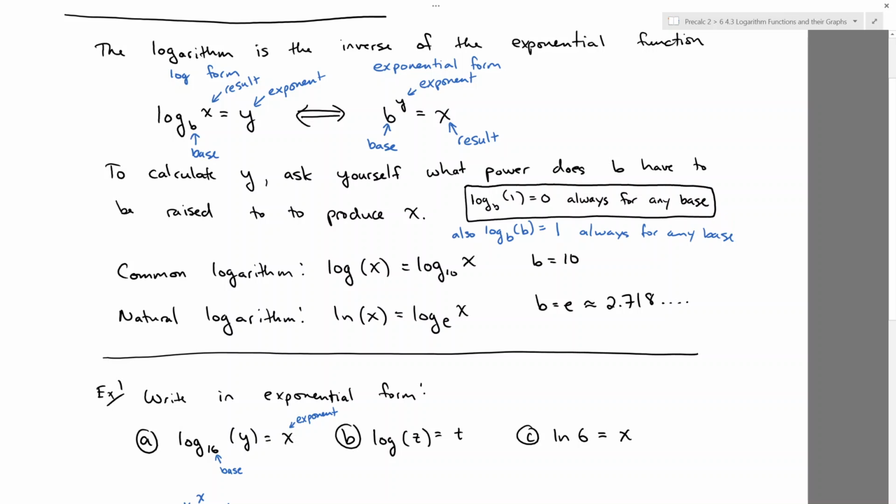There are two special logarithms that we're going to see a lot: the common logarithm and the natural logarithm. The common logarithm is just written log without any base. If there's no base, that means the base is equal to 10. For the natural logarithm, it's written as ln of x. Again, there's no number written as the base, but it's understood that the base is the natural number e.